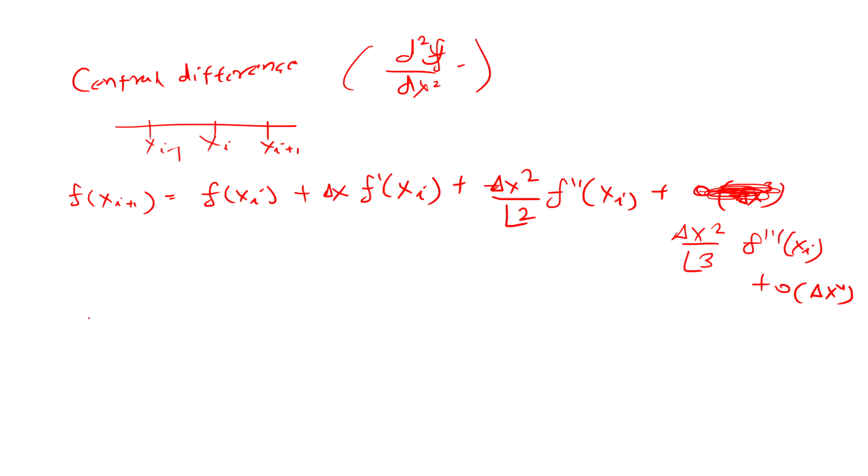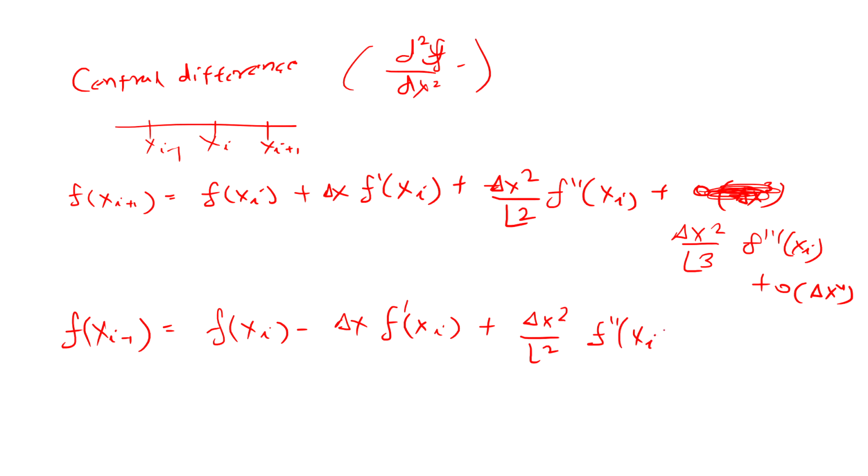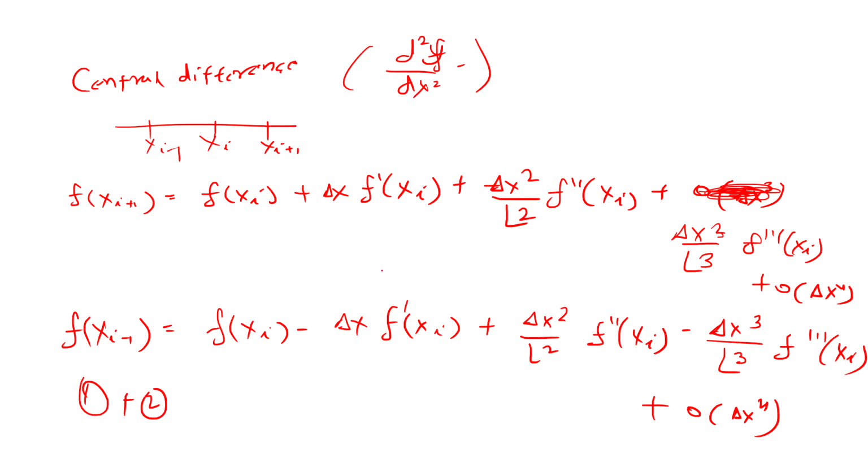Now if I write down the xi minus 1, that will be equal to f of xi minus delta x f prime xi plus delta x square upon factorial 2 f double prime xi minus delta x cube upon factorial 3 f triple prime xi plus order of delta x power 4. Now 1 plus 2, I am doing 1 plus 2. Now remember, if I do 1 plus 2, these things will add up, these things will cancel out. So this thing will cancel out and this thing will also cancel out.